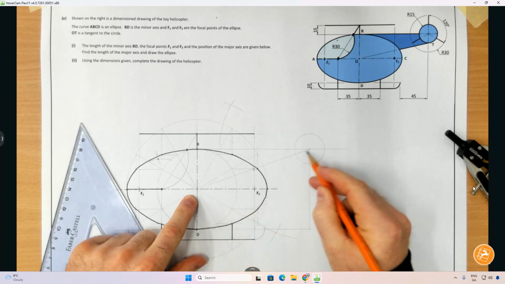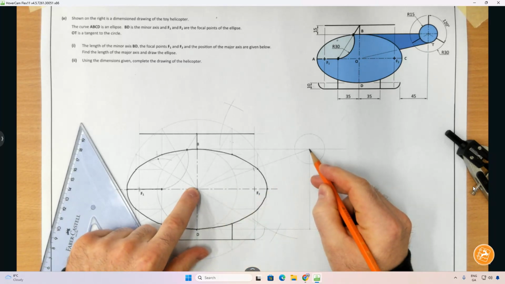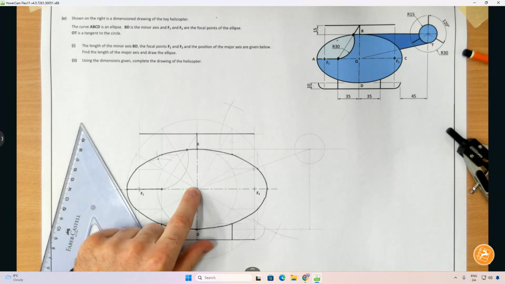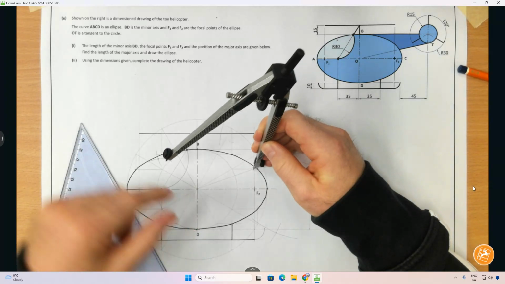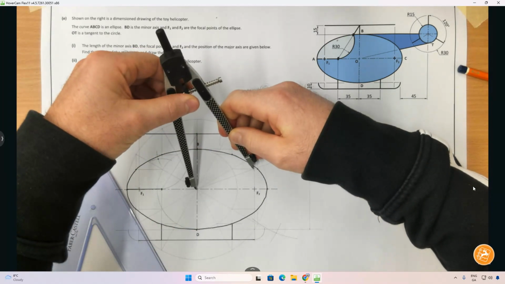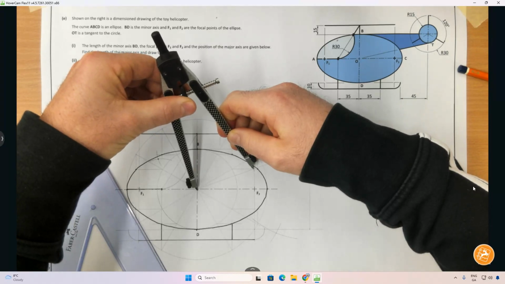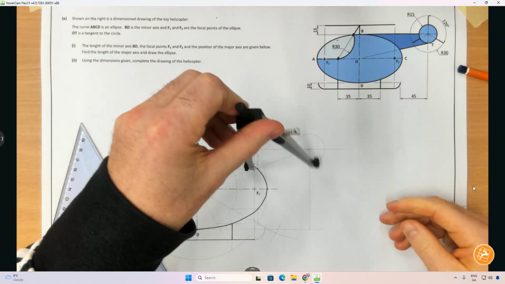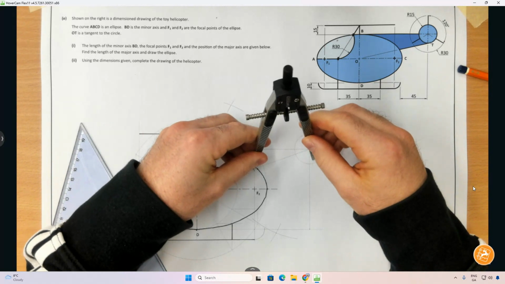So step 1, join it to the center of the circle from where the tangent starts, bisect the line, and now that I've got the bisector, put your compass in the middle, set your pencil on the compass to the center point of the ellipse, and that's the radius for a semicircle, which will actually cut through the circle here.